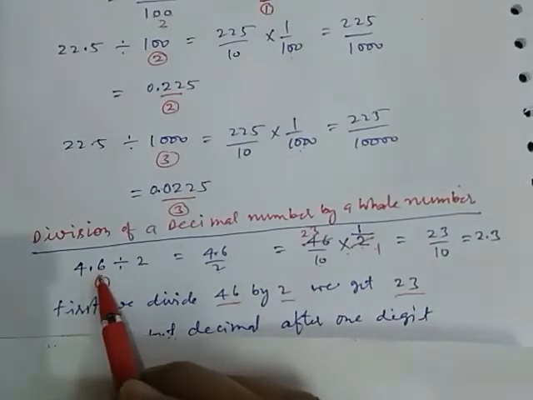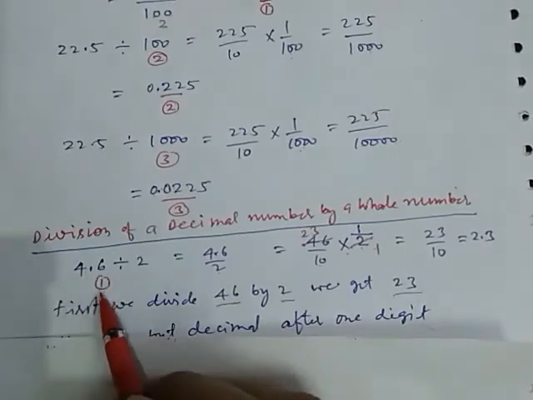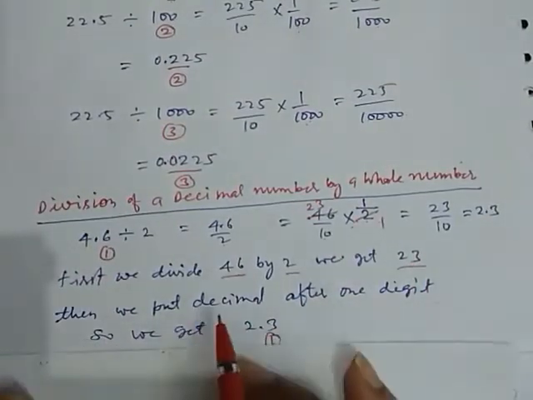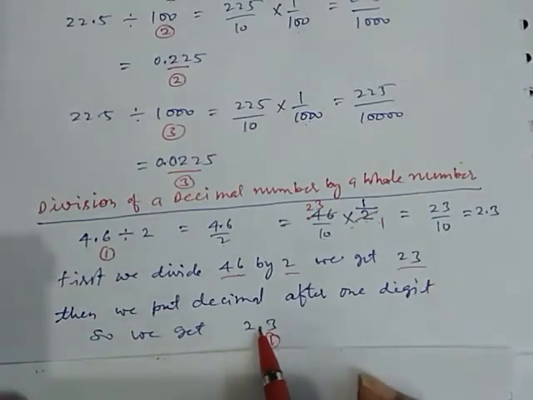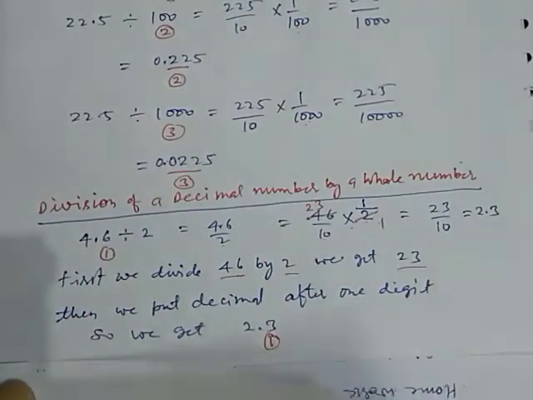Then we count digits. After the decimal there is 1 digit, so we put the decimal after 1 digit. So we get 2.3. Okay, so we can directly perform this division by this method. Now we learn some more things.